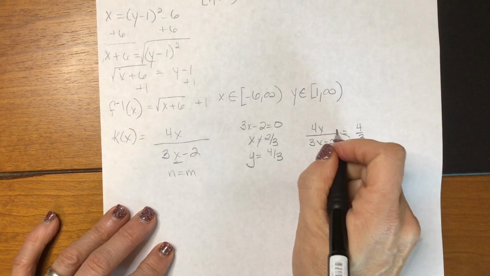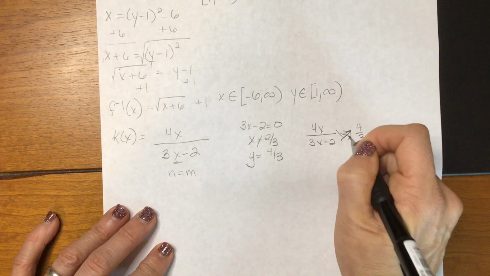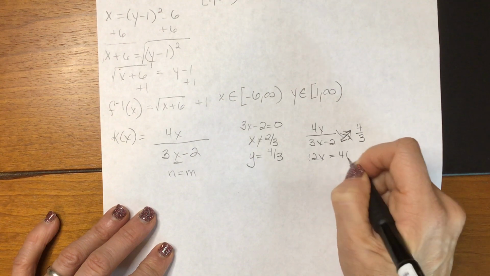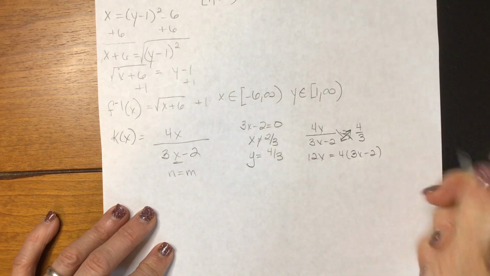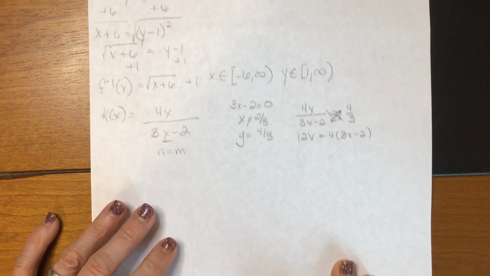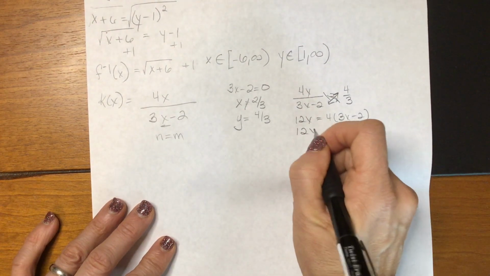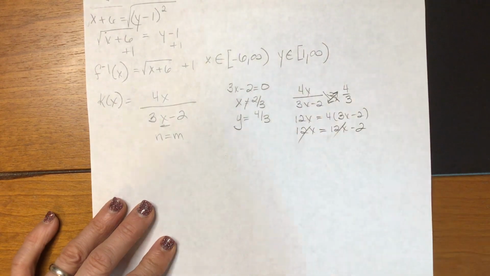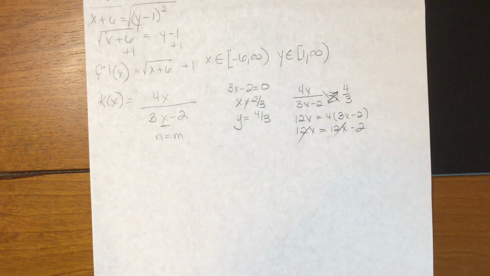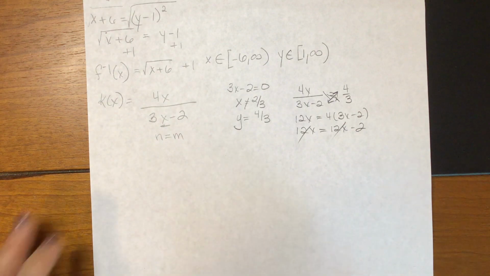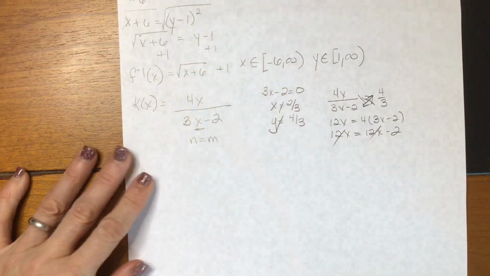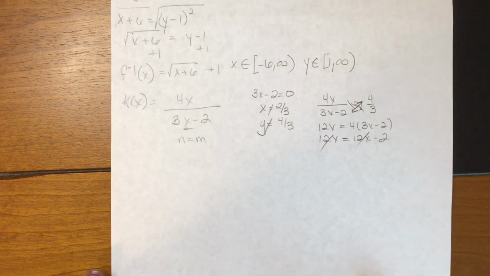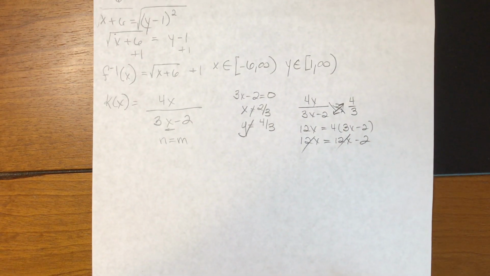I'm going to cross multiply. So I get 12x equals 4 times 3x minus 2. And distributing that, I get 12x equals 12x minus 2. These are going to cancel out, so I don't cross my horizontal asymptote. So that's my restriction in my range: y cannot equal 4/3. All right, if you have more questions on that, make sure you ask that in class and we can talk about it.